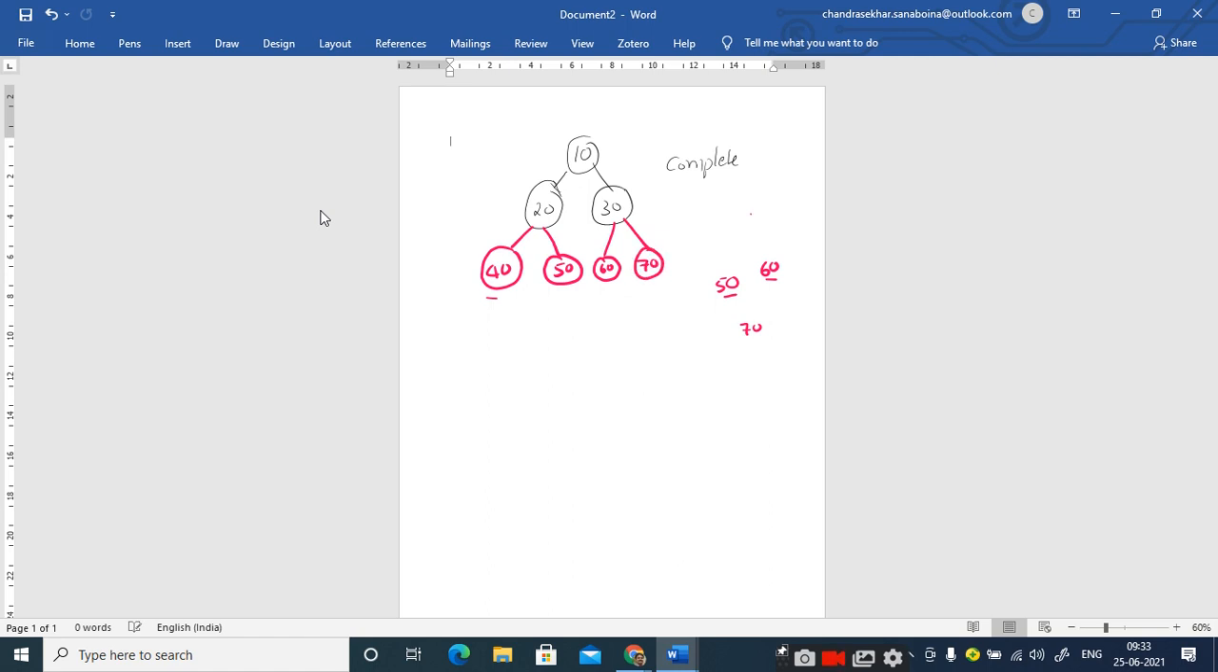Now let us insert one more element, 80. Where should I insert this 80? Left side of 40, sir. Super, left child of 40. For example, if I have a node like this, is it a binary tree or not? Yes, sir. It is a binary tree.